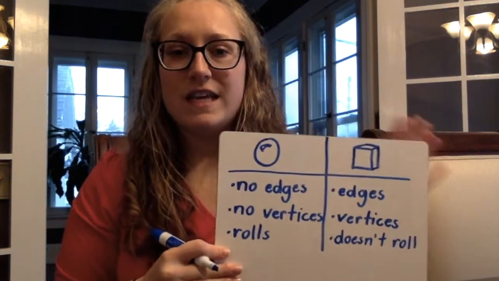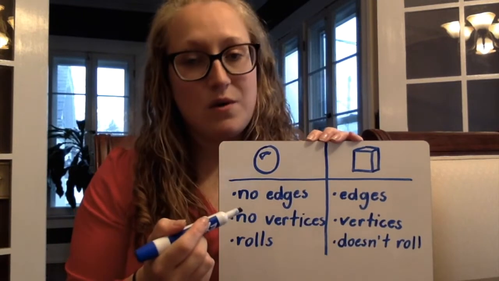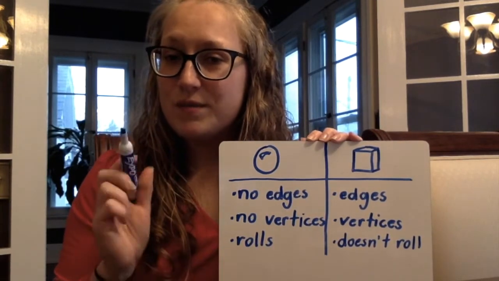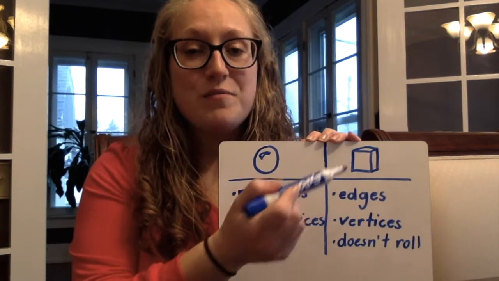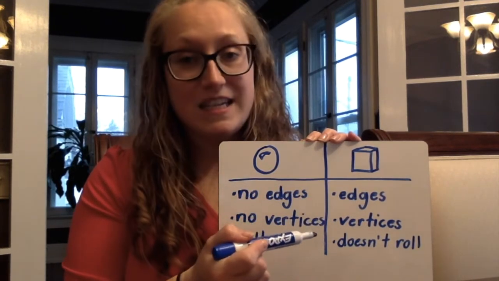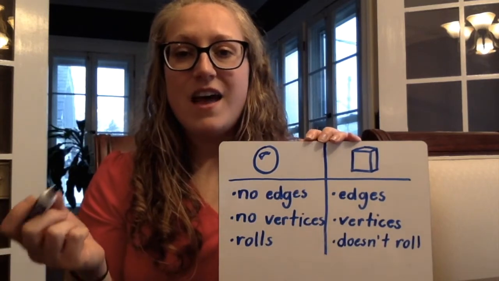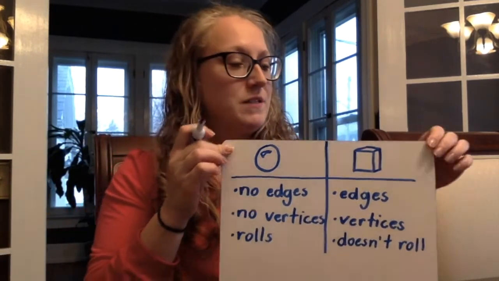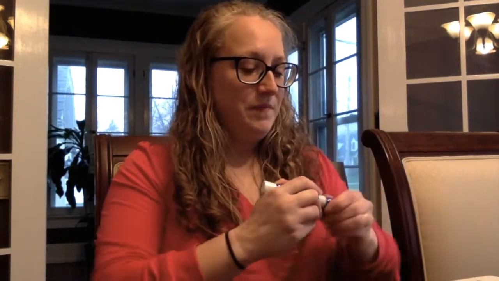Okay, this is what our chart looks like so far. Again, our sphere has no edges, no vertices, and it rolls, and my cube has edges, has vertices, and it doesn't roll. So let's talk about some things that are the same about these shapes. The first thing that's the same is that they are both three-dimensional shapes. They're both solid shapes. I can wrap my fingers around both of them. The other thing you might say is, Miss Stahler, they're both made out of wood. Yeah, that's true too, but that doesn't really have to do with their shape. There's something else that they both have. Can you find it?